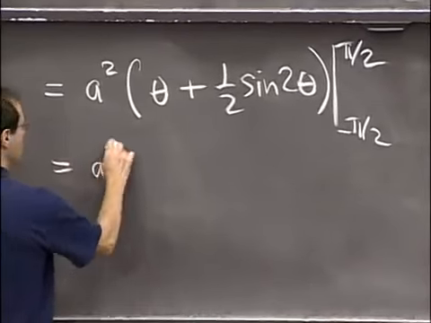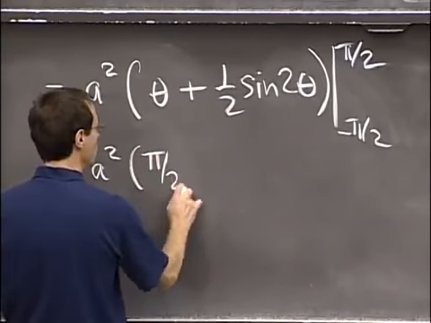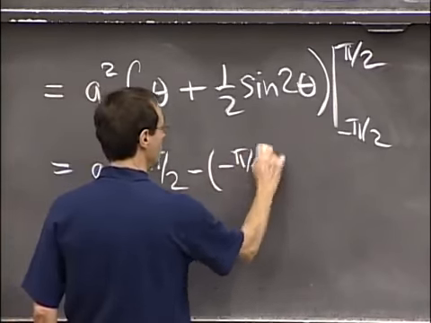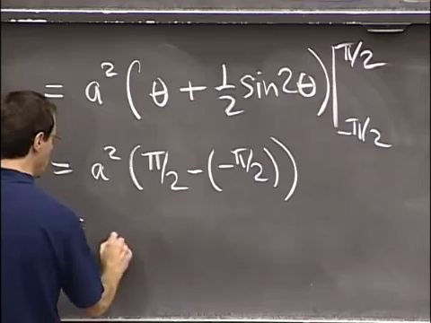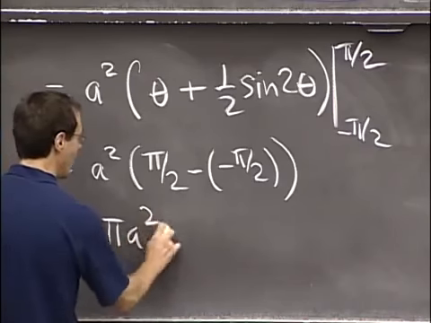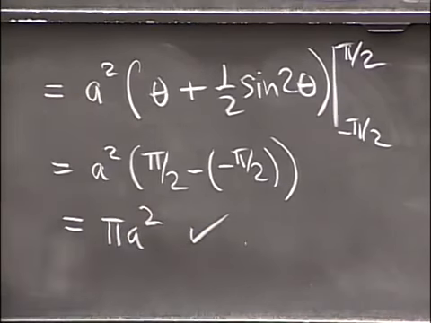And that is a squared times pi over 2 minus minus pi over 2. And the sines go away because they're both 0. So all told, we get pi a squared, which is certainly what we would like it to be. It's the area of the circle. Another question.